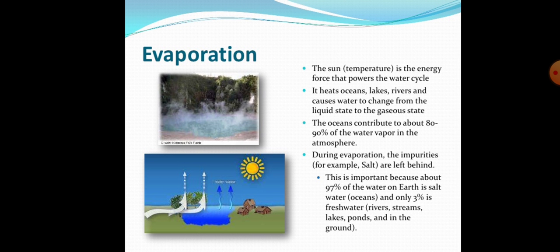The sun is the energy force that powers the water cycle. It hits oceans, lakes, and rivers and causes water to change from the liquid state to the gaseous state. The oceans contribute about 80 to 90% of the water vapor in the atmosphere. During evaporation, the impurities, for example salt, are left behind. This is important because about 97% of the water on earth is salt water, that is oceans, and only 3% is fresh water, that is rivers, streams, lakes, ponds and in the ground.